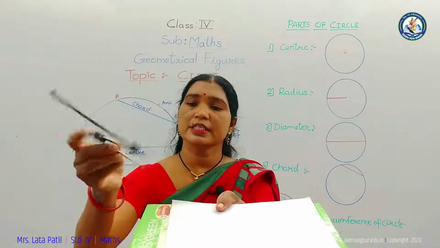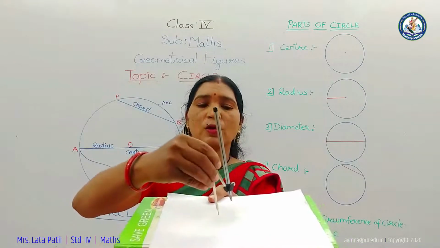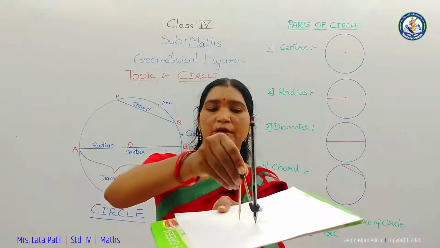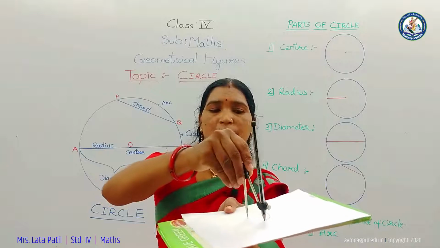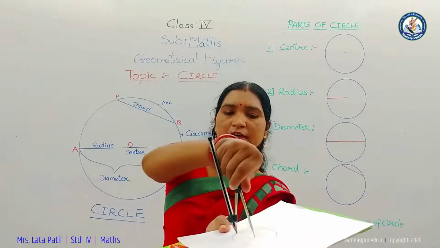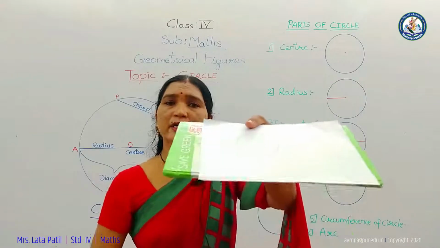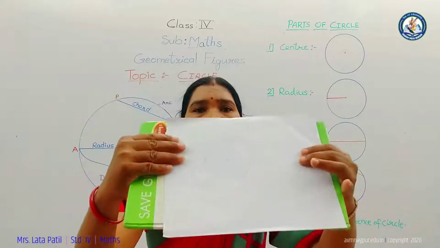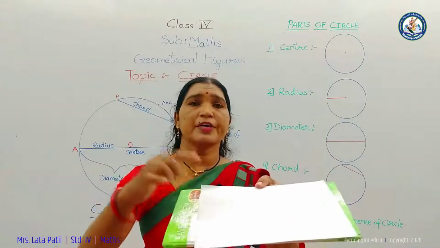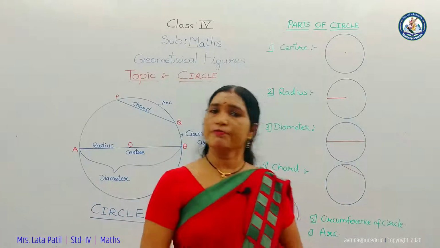I will keep this needle on this point and now I will move this pencil around. Okay, without lifting your hand, you have to draw this circle. Now see here student, I have drawn the circle. Okay, getting this? Now after drawing this circle, we will study the different parts of circle.